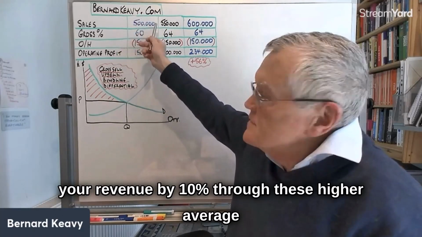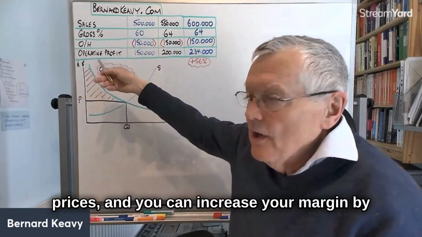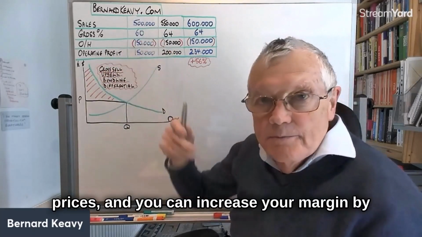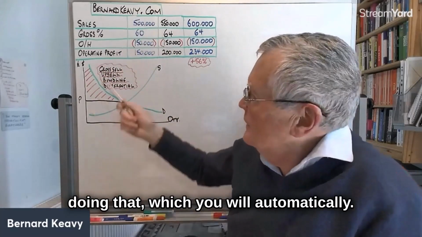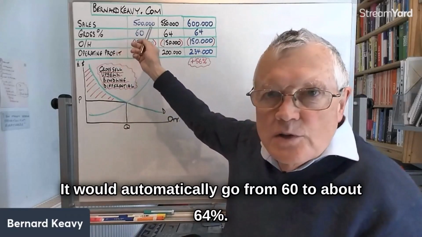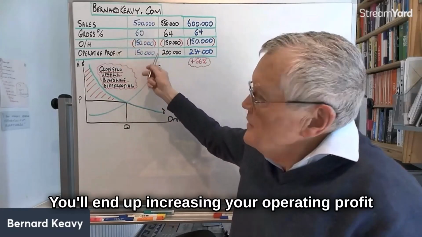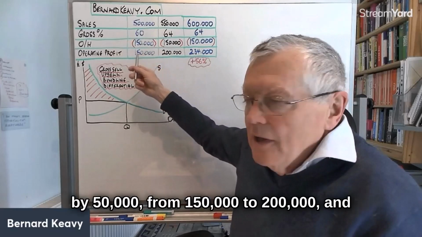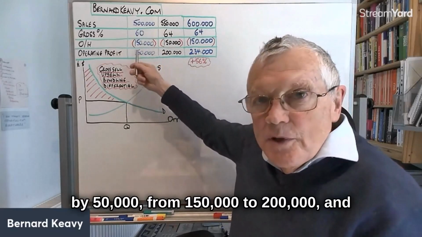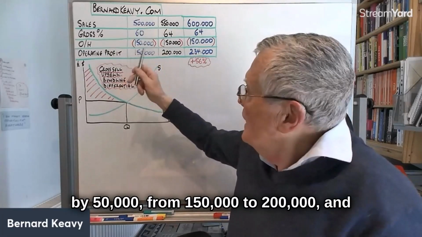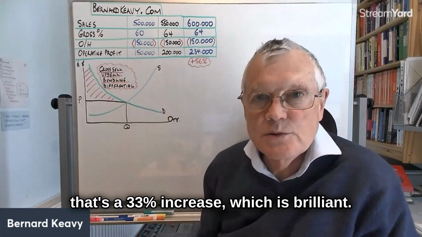If you can increase your revenue by 10% through these higher average prices, and you can increase your margin by doing that, which you will automatically, it would go from 60 to about 64%. You'll end up increasing your operating profit by 50,000, from 150,000 to 200,000. And that's a 33% increase, which is brilliant.